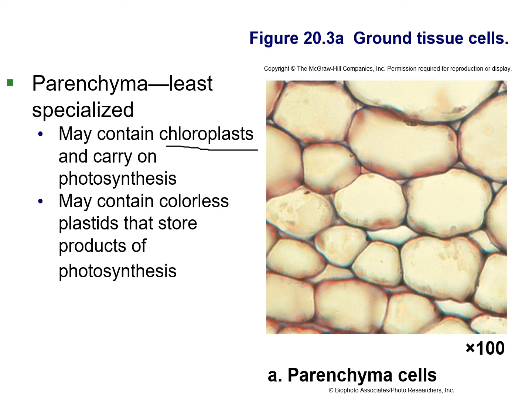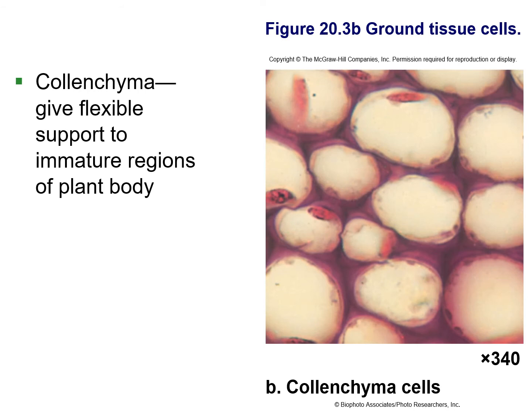So that's what we mean by ground tissue, and the parenchyma is one of those. So that's one. Then you have the collenchyma. These are the ones that are more flexible. These end up supporting, and it's important to understand this one, the immature regions of the plant. So as the plant is growing, the collenchyma is what gives it that flexibility. Okay, that's different from the parenchyma, because the parenchyma is just the main body and it's least specialized.